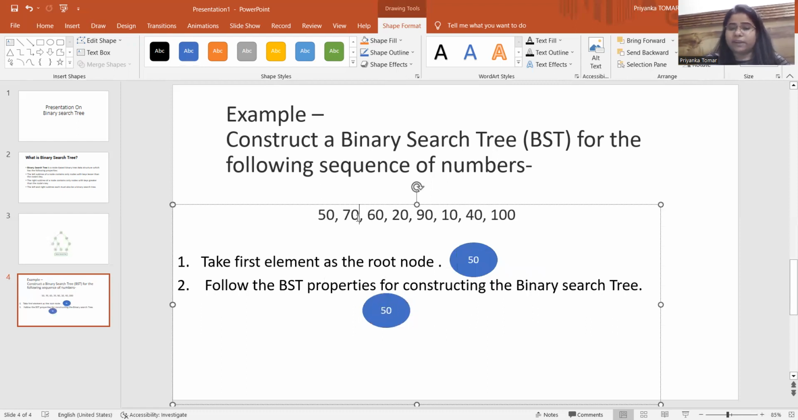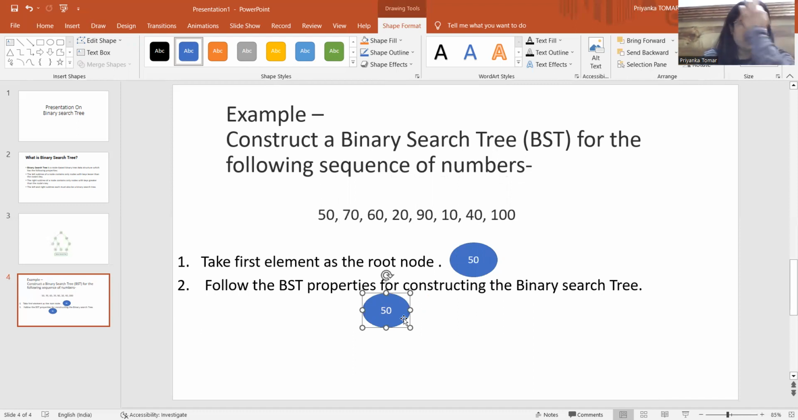The second element is 70, right? We have to examine it: is it less than 50, the root node, or is it greater than the root node? It is greater than the root node, right? So we will take 70 as the right child of the root node, which is 50. Why so? Because 70 is greater than the root node.